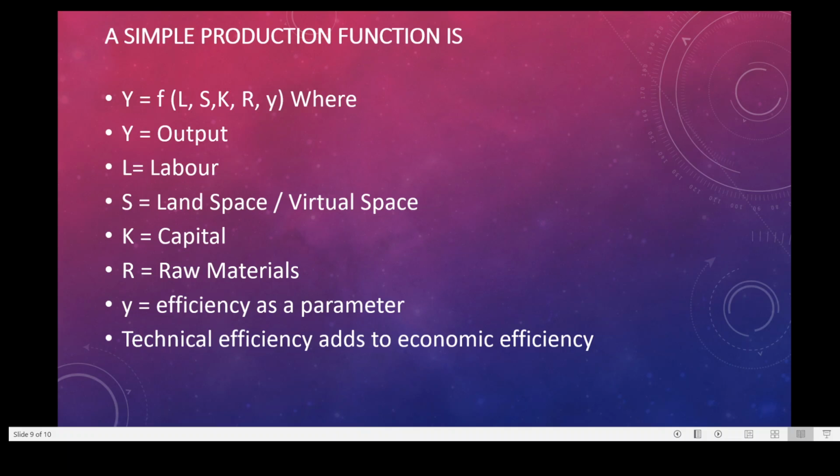So Y, the output, is a function of labor, of space. It can be virtual space. In an online business, it is virtual space that you have to pay for. Whatever are the costs, capital, raw materials, and the parameter of technical efficiency. I'm able to deliver more value if I'm able to technically be more efficient in my input output relationship.